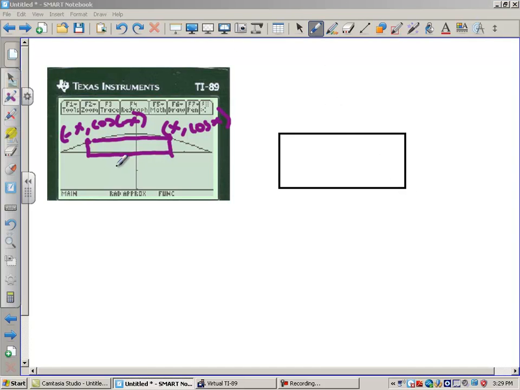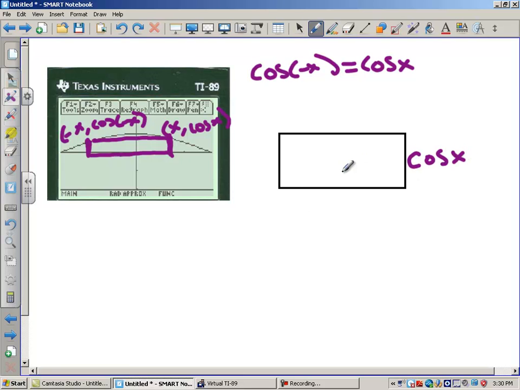And let's label it. What would be the height of our rectangle? Well, I can use this height over here. And by the way, it is a rule that cosine of negative x equals cosine of x, because it is an even function symmetric across the y-axis. So the height of my rectangle is cosine x. Now what is my width? My width is, I've got negative x to the left and positive x to the right. So how far is that all the way across here? Well, that would be a length of 2 x's. So my area in terms of x is 2x cosine x.